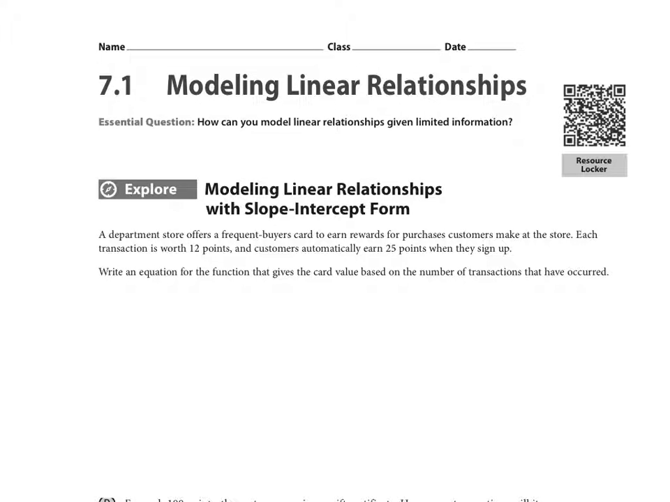Okay, here's our 7.1 lesson. It should be pretty short. Today we only have 2 examples to do, and only one of them is new. Okay, so we're talking about modeling linear relationships. That's just a keyword for you to know that we're going to be talking about word problems, which you already know. This first one is one that you should already know how to do.